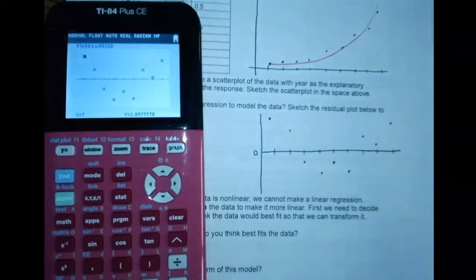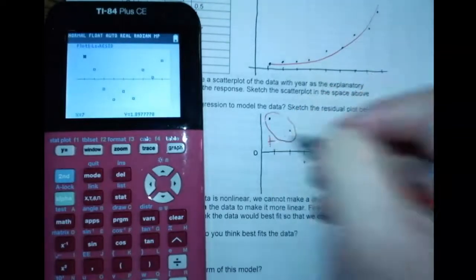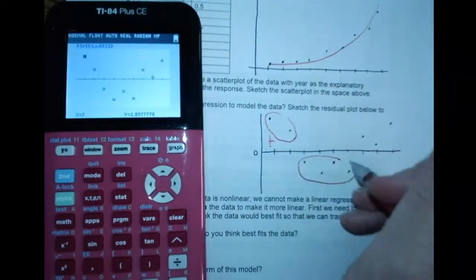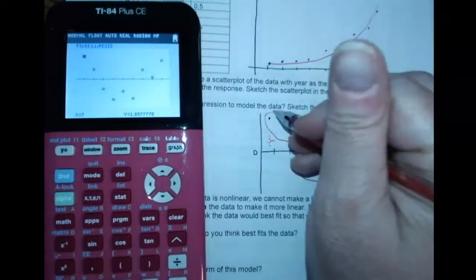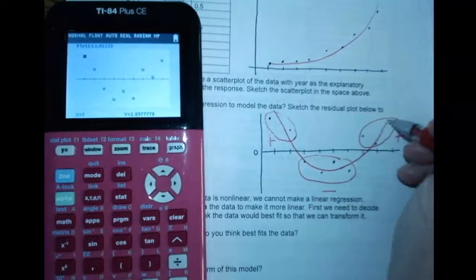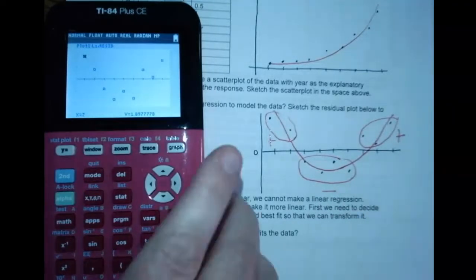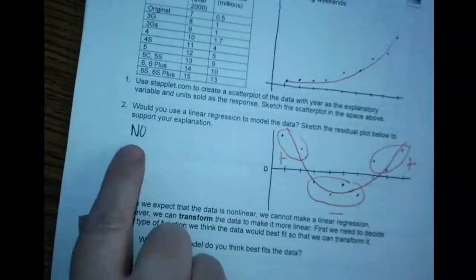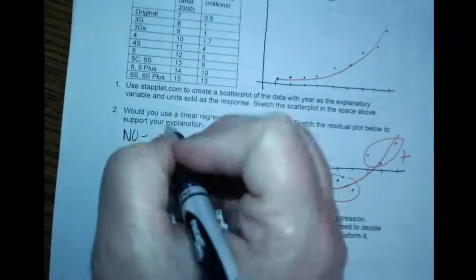It gives us an idea. And the idea is we clearly see a pattern because we have these two guys that are above, then the whole group that's all below, and then another whole group that's above. So we have a very clear curved pattern on our residual plot. So that's what we're going to say over here. We know it's not linear because the residual plot shows a pattern.